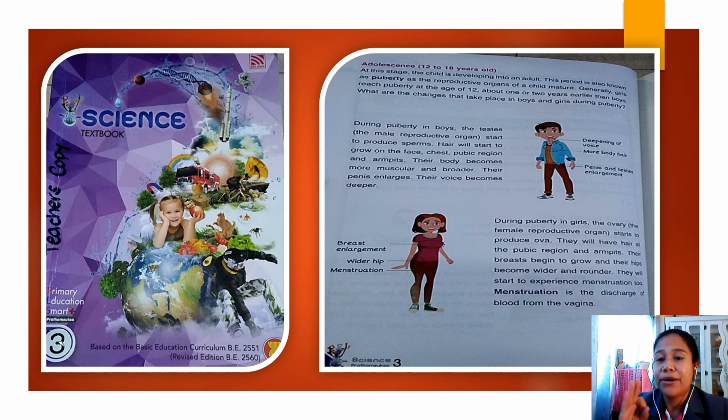So there are 3 changes for a boy on this stage. Deepening of the voice, more body hair, penis and testis enlargement. Now let's take a look at the girls.